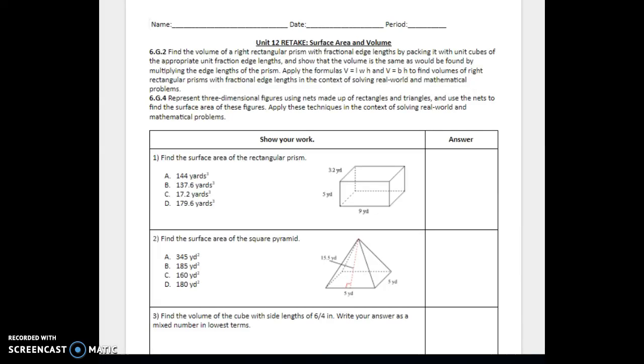2. Find the surface area of the square pyramid. A. 345 square yards. B. 185 square yards. C. 160 square yards. D. 180 square yards.